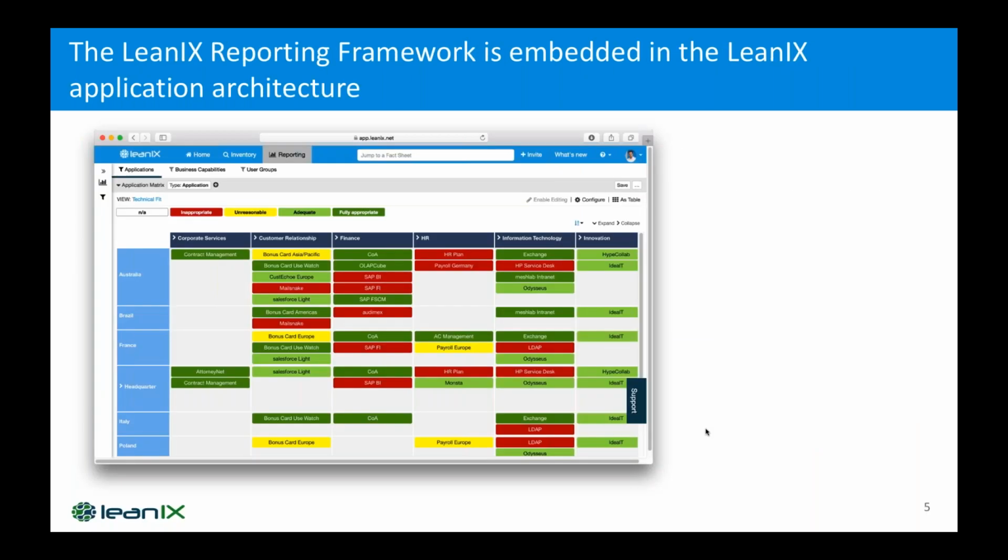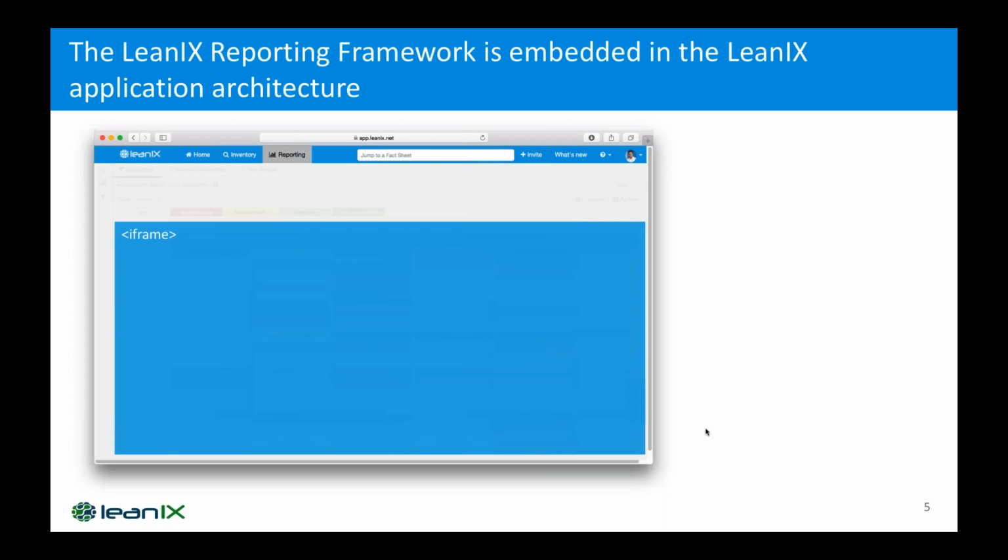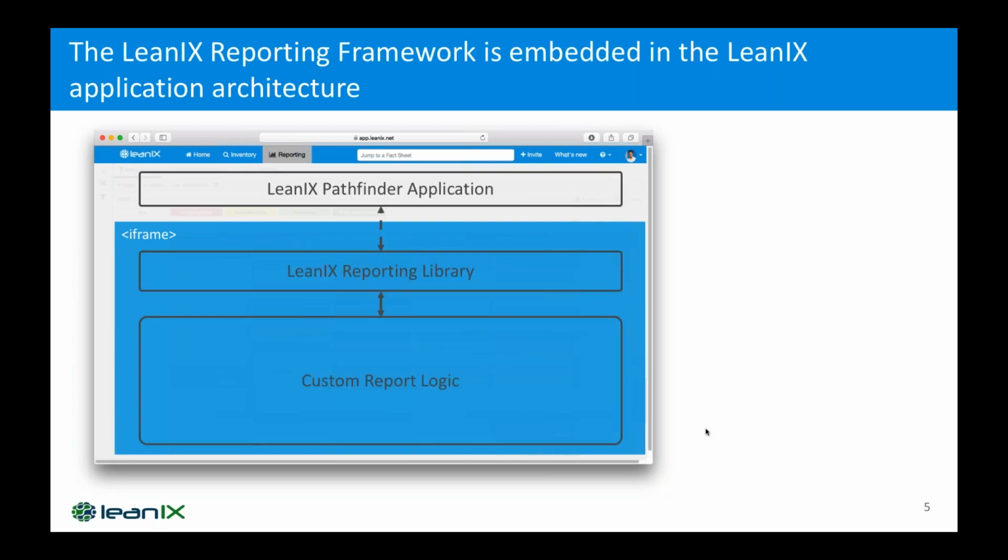So then let's take a look at the reporting framework and how its architecture looks. This basic report consists of two parts. The LeanIX reporting framework is the white part, which is included in our Pathfinder application. And then the report runs inside of an iframe and can do its visualization there. If we dive a level deeper, we see that the LeanIX Pathfinder application talks to a LeanIX reporting library, which is provided by us, as we will see later. And then we have custom report logic running inside the iframe. Here is the logic we have to implement for our report.